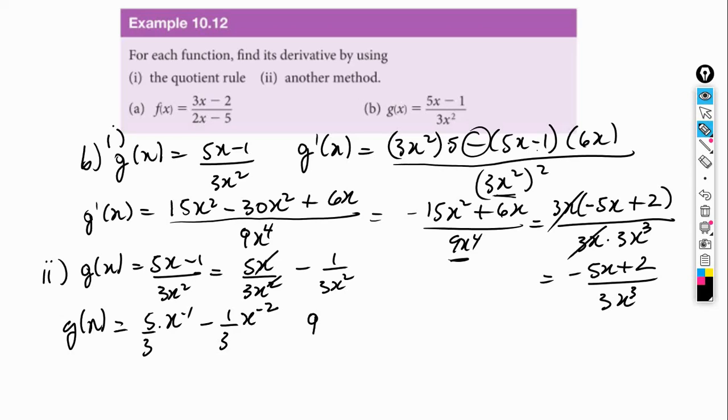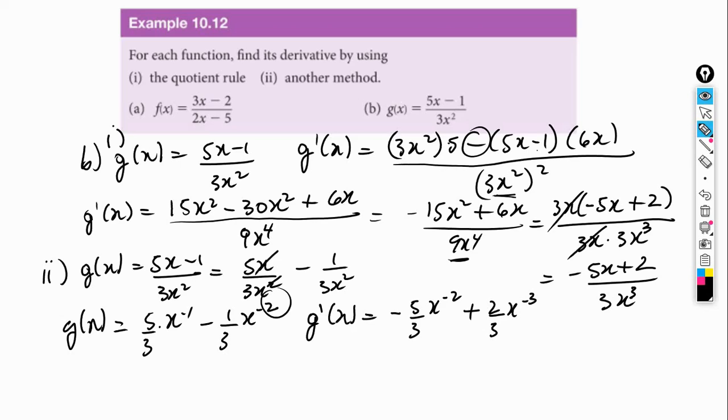So we can now use the power rule for this, right? So the derivative will equal to negative 5/3 times x to the minus 2 plus, because I'm going to bring this to multiply, right? So negative 2 times negative 1 would be plus. So plus 2/3 times x to the negative 3.